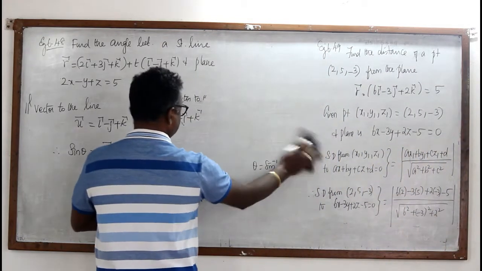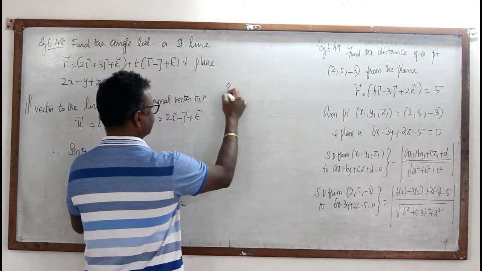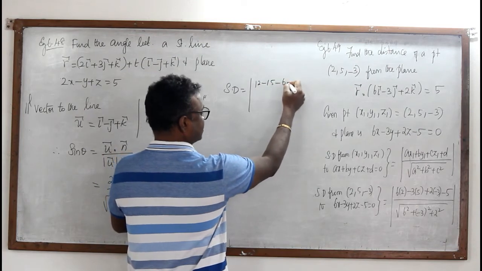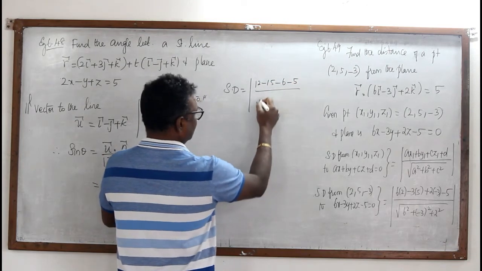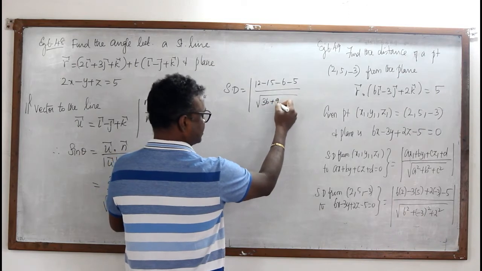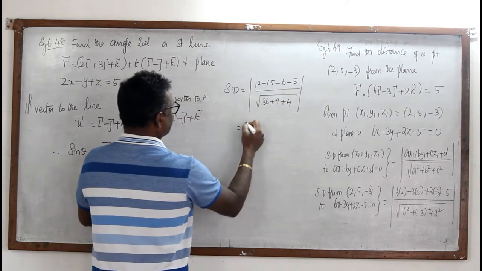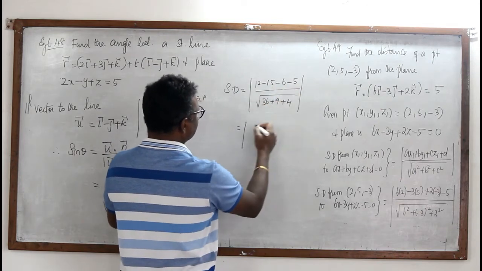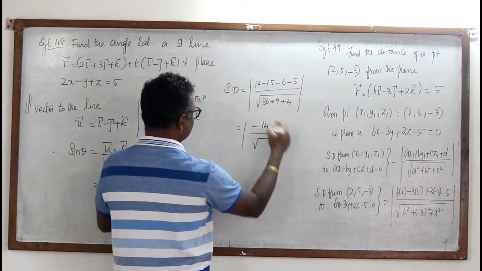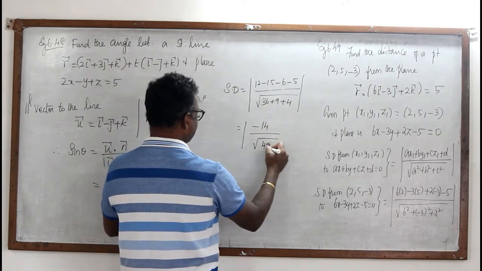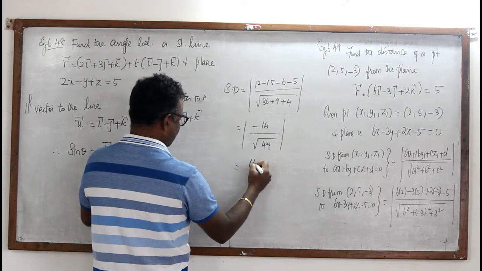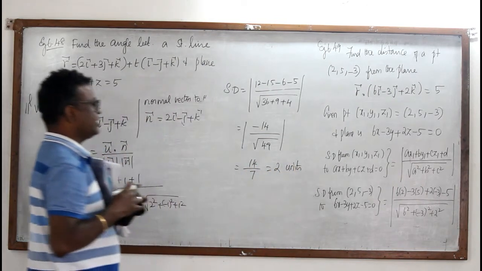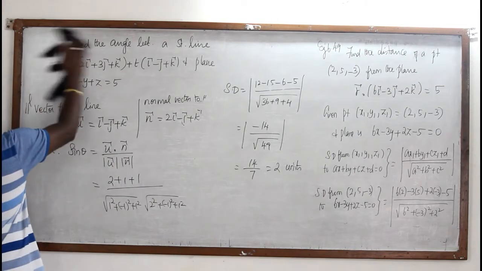So when I simplify this, the shortest distance is given by 12 minus 15 minus 6 minus 5 by root of 36 plus 9 plus 4. That is 12 minus 15 minus 6 minus 5, minus 14, by root of 49. Is it plus 14 by 7? That is equal to 2 units. This is the shortest distance between the point and the plane.